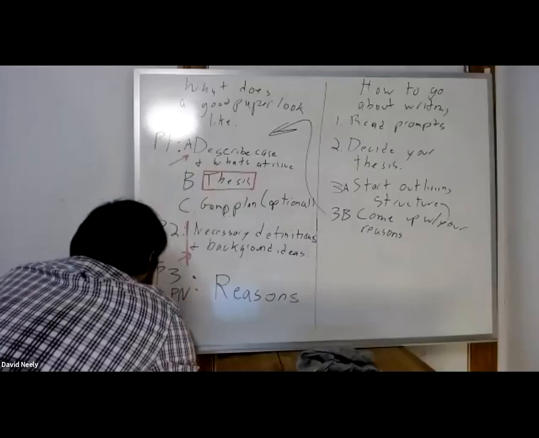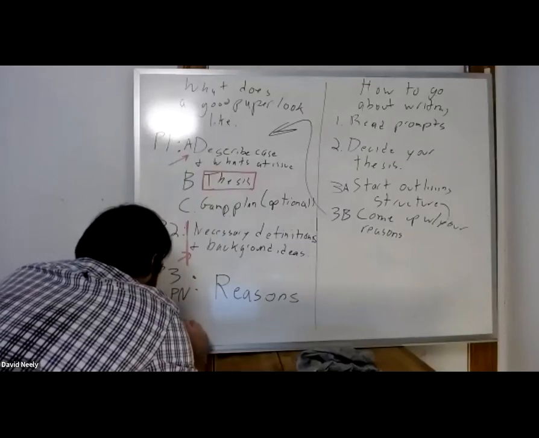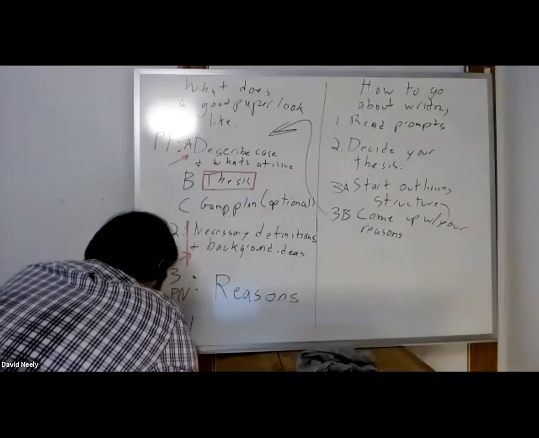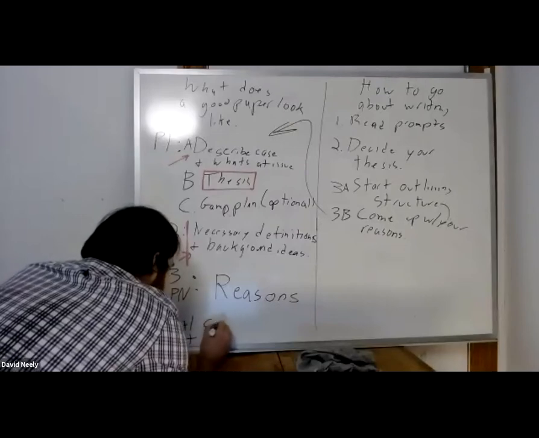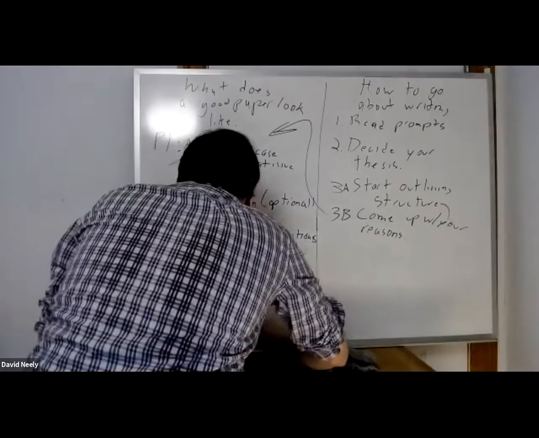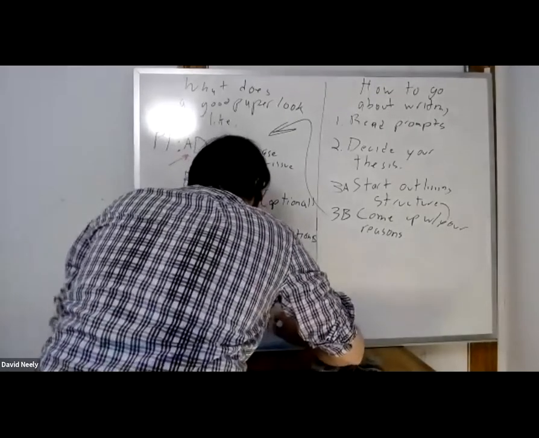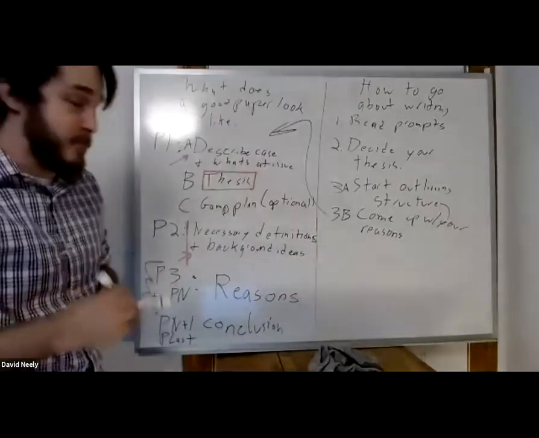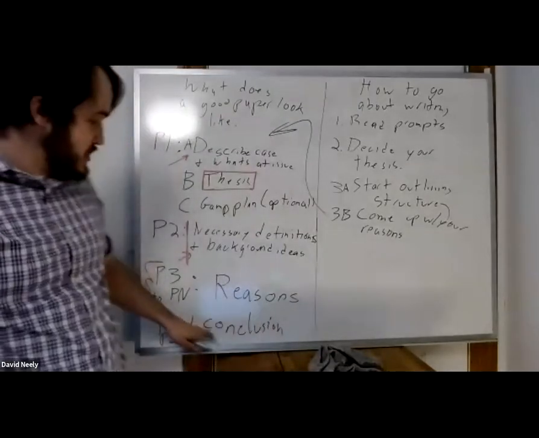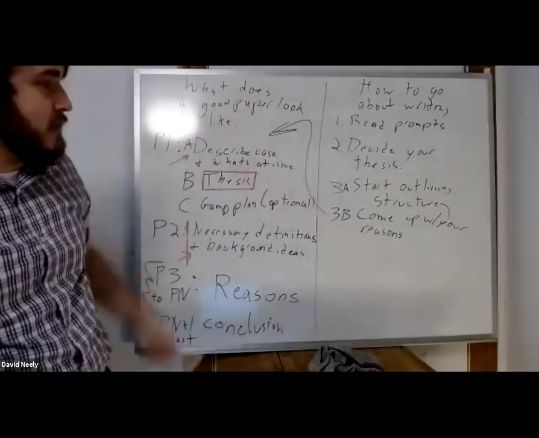Paragraph N+1, or paragraph last, is just a short conclusion in which you summarize everything that comes before, in which you just say, in this paper, I showed yada yada. So that's what the fourth part is. That's what the outline is.